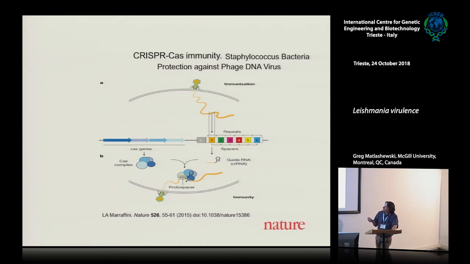Then from that copy, it expresses a small piece of RNA called the guide RNA, which interacts with a nuclease called Cas. This guide RNA guides the Cas back to the phage DNA, and it cuts the phage DNA. So it's like an immunity. They develop a memory. When they've been infected with a phage, they remember it because they've taken a piece of that phage DNA, put it into the genome, and then use that to cut the phage upon reinfection.